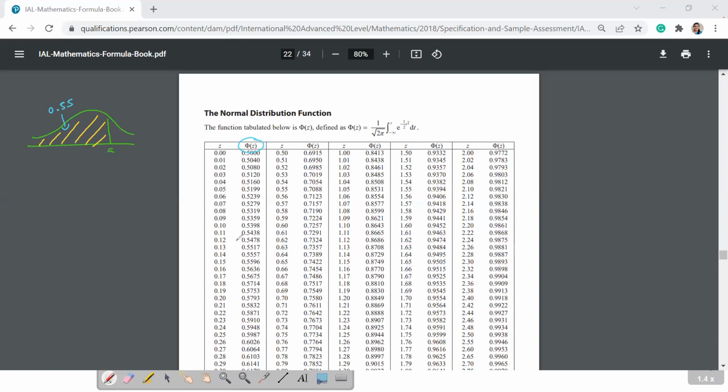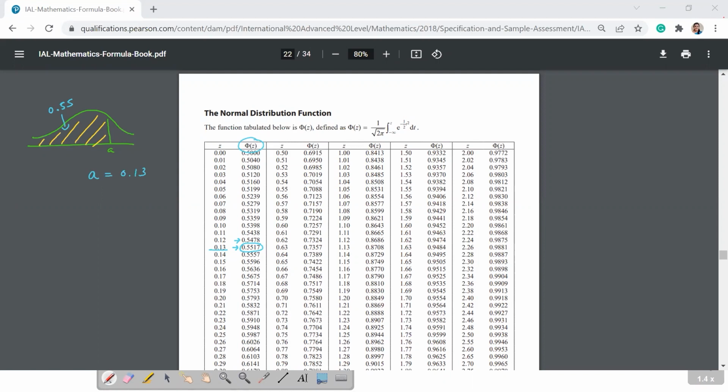There is 0.5478 and 0.5517. I think the closest to 0.55 out of 0.5478 and 0.5517 is 0.5517. Do you see? 0.5517 is the closest we can get to 0.55. So take that value. The a value we take is 0.13. So take your a value as 0.13 from the table.